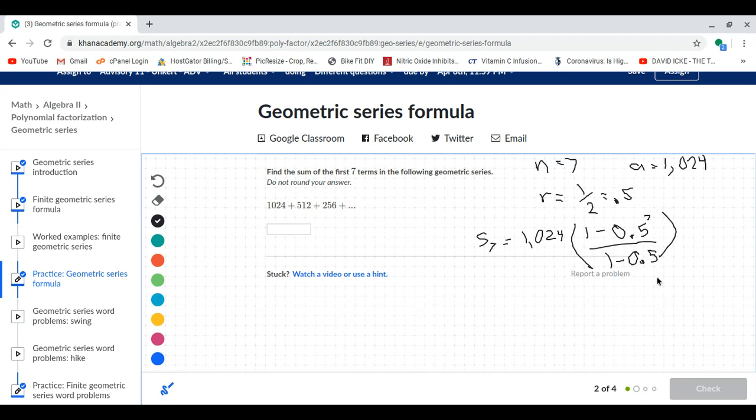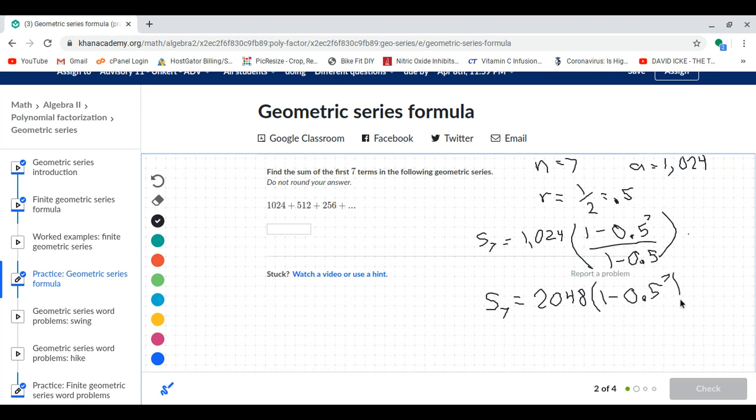So this is 1024. If you divide 1024 by a half, you're going to get actually double that, because the bottom's a half, so we'd have to multiply it by 2. So we're dividing 1024 by a half. That's going to be 2056. No, 2048, rather. My bad. Times 1 minus 0.5 to the 7th power.